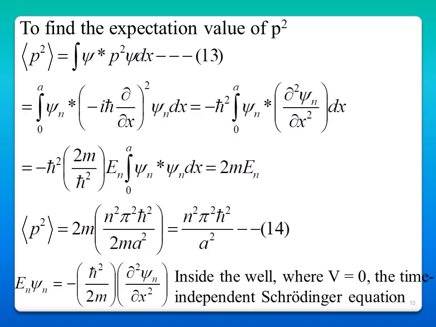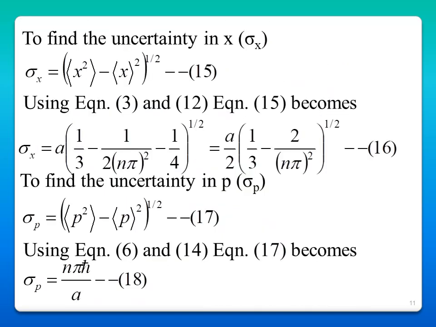So instead of ∂ squared ψn by ∂x squared, you can write it as 2m by ħ squared En. So this is like 2m En, and the energy value is n squared π squared ħ squared divided by 2m a squared. So if you substitute all, we can get the expectation value of p squared is n squared π squared ħ squared divided by a squared.